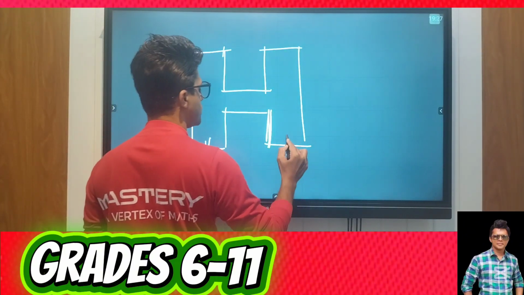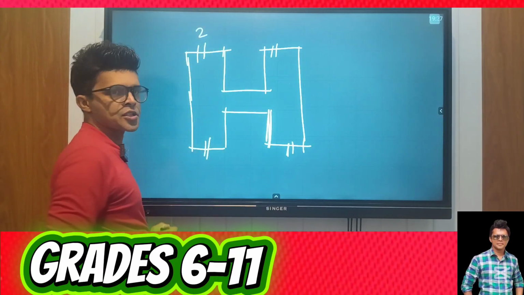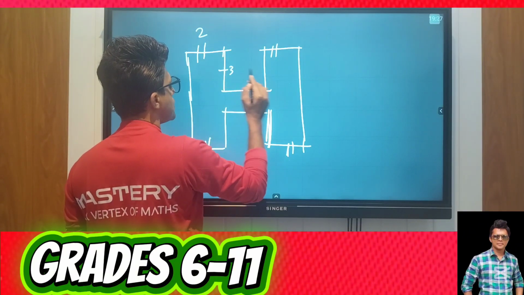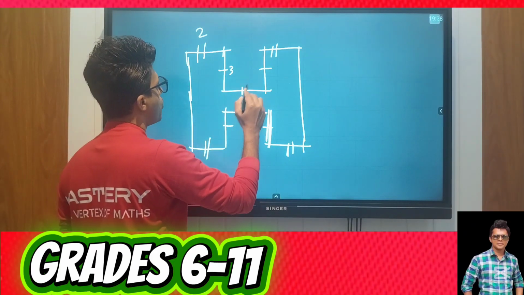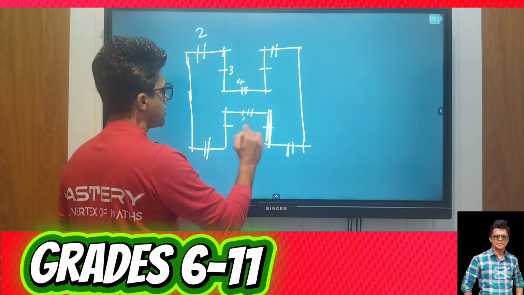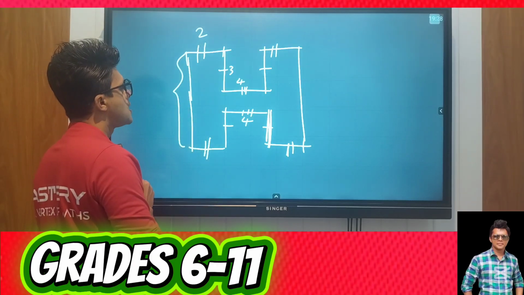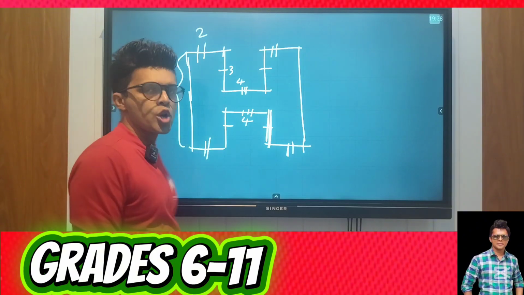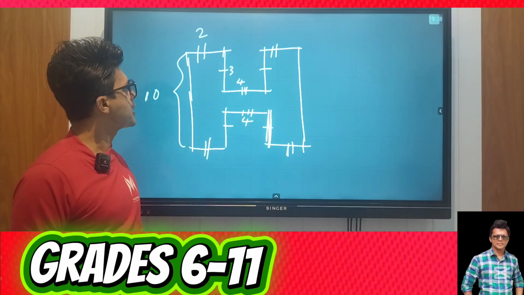This one equals this one equals this one, and also one segment is given as 2, then this segment is 3. All these sides are equal, and this part is 4, this part also equals 4, right? So from here to here, this height is given as 10 cm. You should calculate the perimeter of this plane figure.